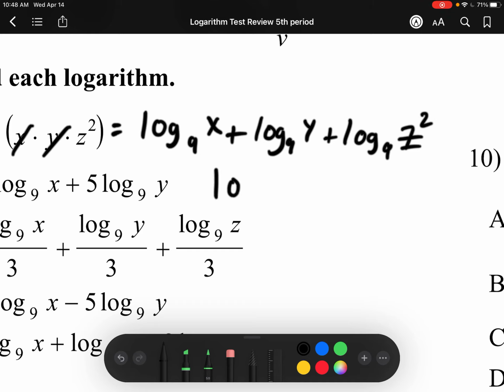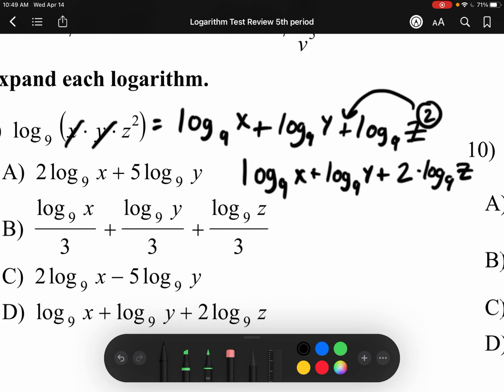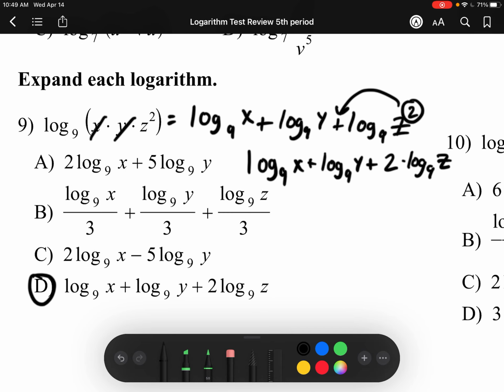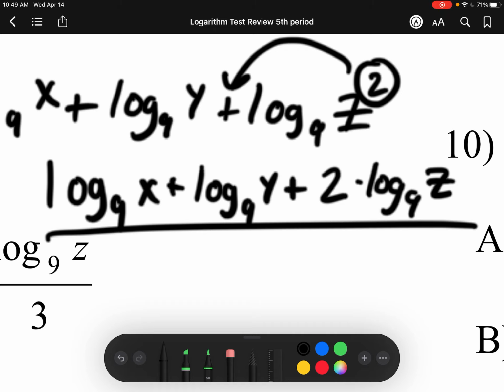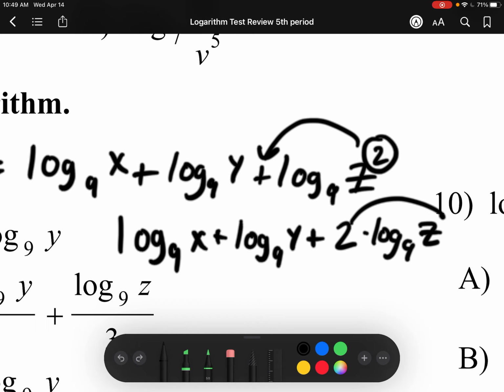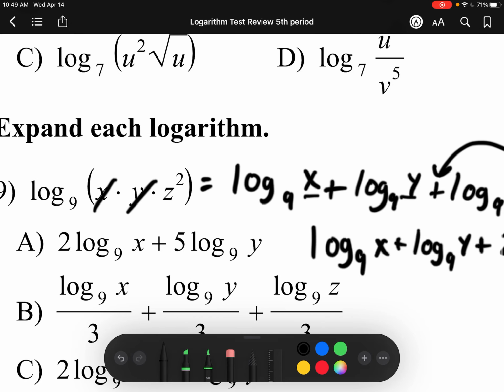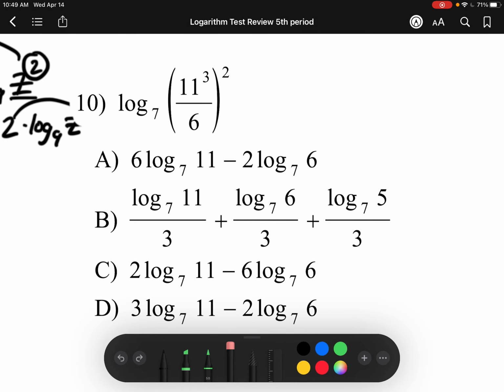So our final answer is going to be log base 9 of x plus log base 9 of y plus 2, right? This 2 moved up here, times log base 9 of z, which is answer D. Now, if you got this problem and it told you to condense, first you're going to move this over here, right? So now you got this. And then you're going to multiply all of these together, which is what they have. All right, so now let's go to number 10.